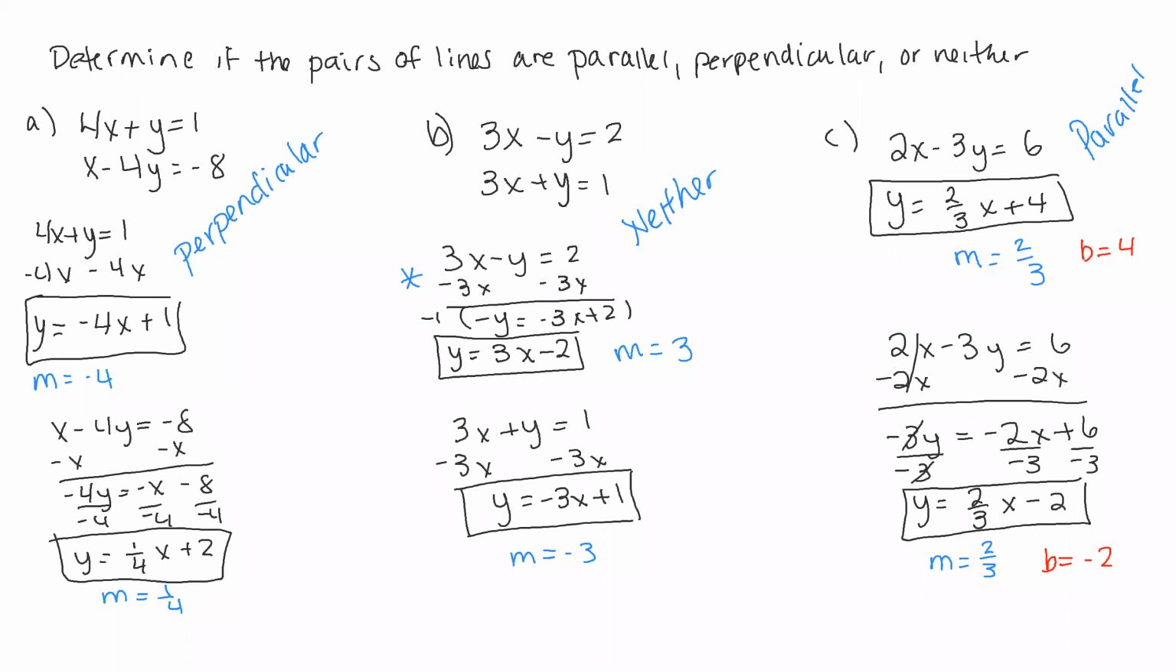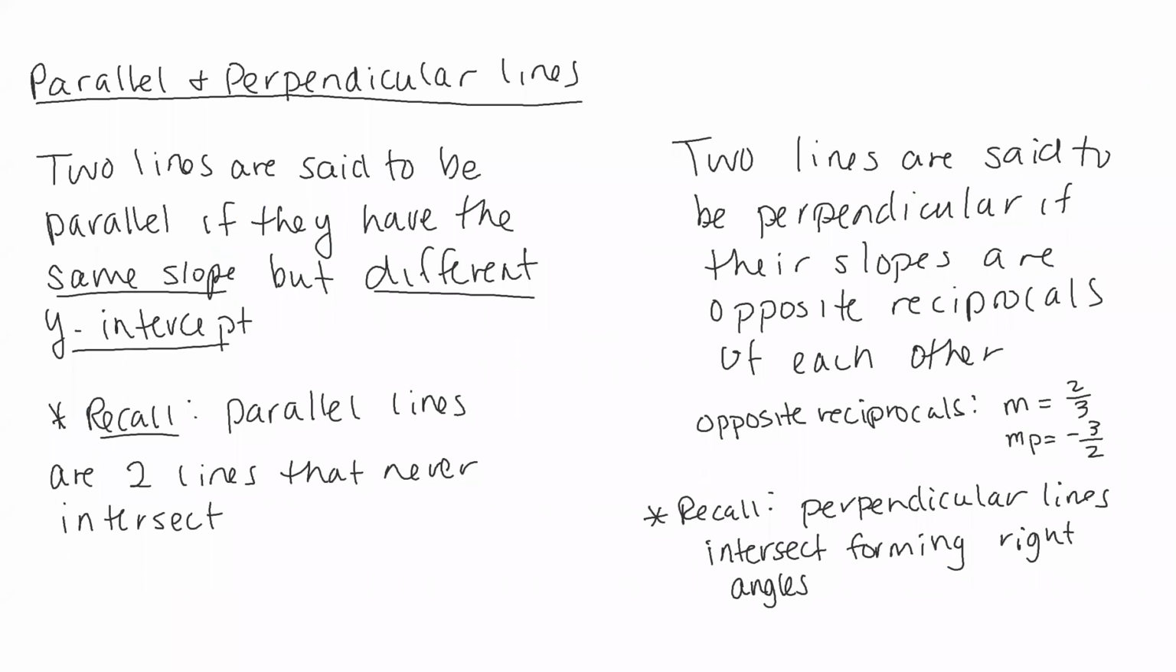So far, you just need to know by definition the difference between parallel and perpendicular lines. Again, parallel lines have the same slope, different y-intercepts. And that kind of makes sense because on a basic level, two lines are parallel if they never intersect. So if lines have the same slope, they're never going to intersect. For perpendicular lines, we know that they have slopes that are opposite reciprocals of one another. So as long as your slope is in fraction form, if you flip it and change the sign, and that gives you the other slope, you've got perpendicular lines. And remember, graphically, perpendicular lines intersect forming right angles.